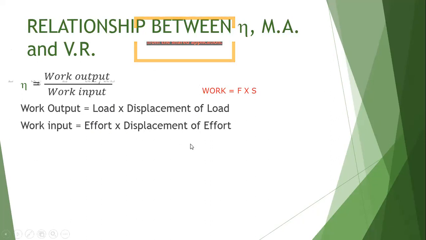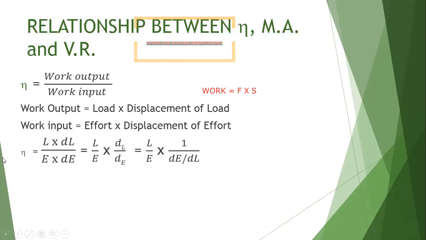Okay, so if I rearrange it, my efficiency is equal to work output upon work input. For work output, I am writing load into displacement of load, divided by work input. For work input, it is effort into displacement of effort, which is equal to, now what I have done, I have just taken these two terms together.